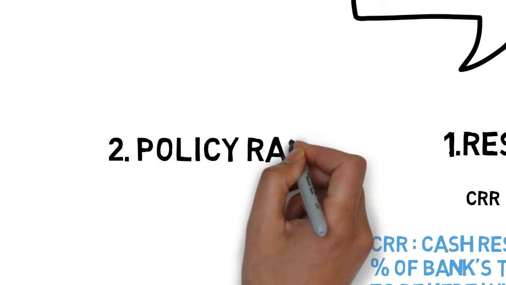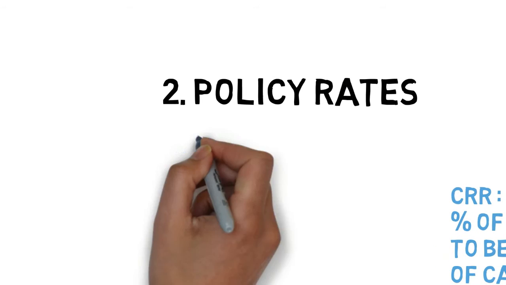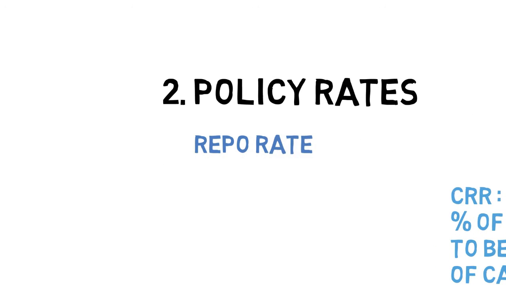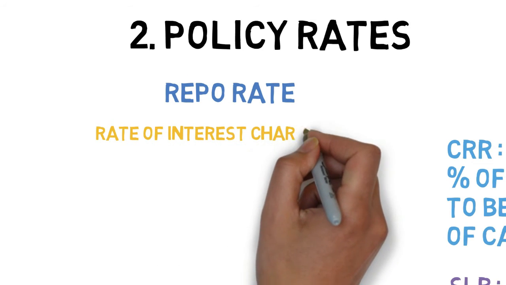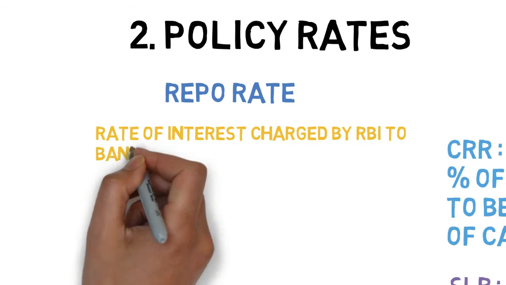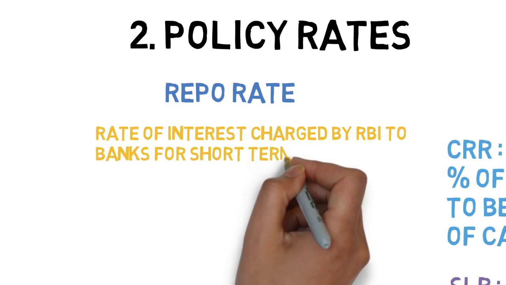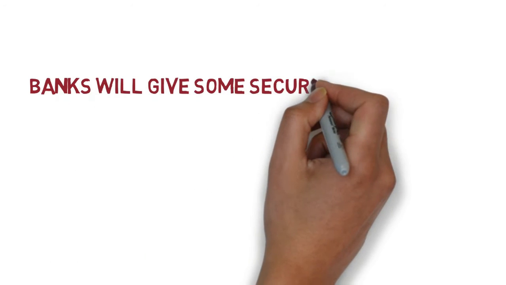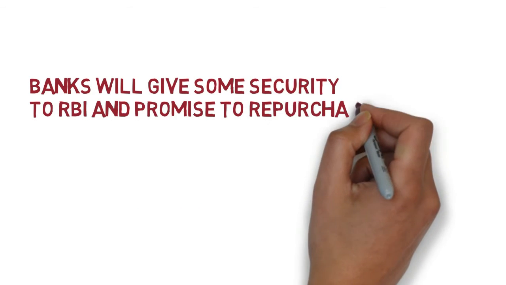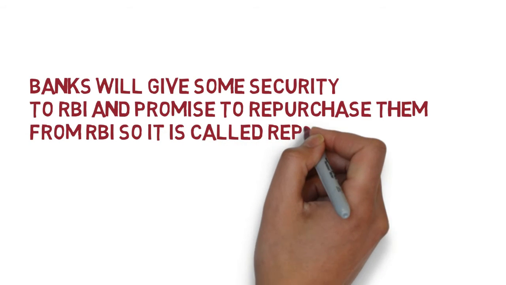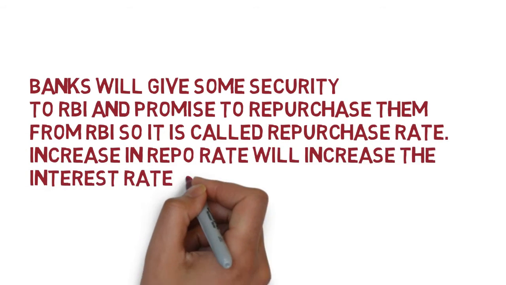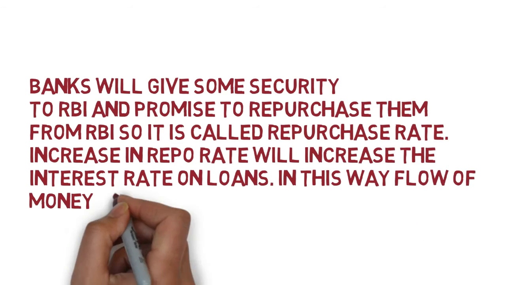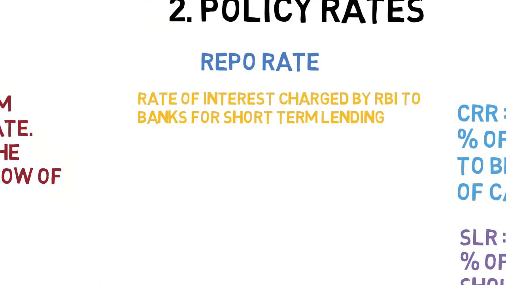The second instrument is policy rates. In the policy rates we discuss repo rate. What is repo rate? Repurchase rate. The rate of interest charged by RBI to banks for short-term lending. Banks will give some security to RBI and promise to repurchase them from RBI, so it is called repurchase rate. An increase in repo rate will increase the interest rate on loans. In this way, the flow of money is regulated by RBI.